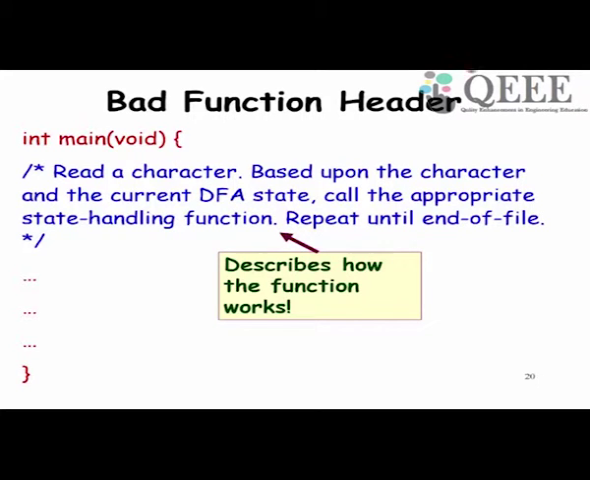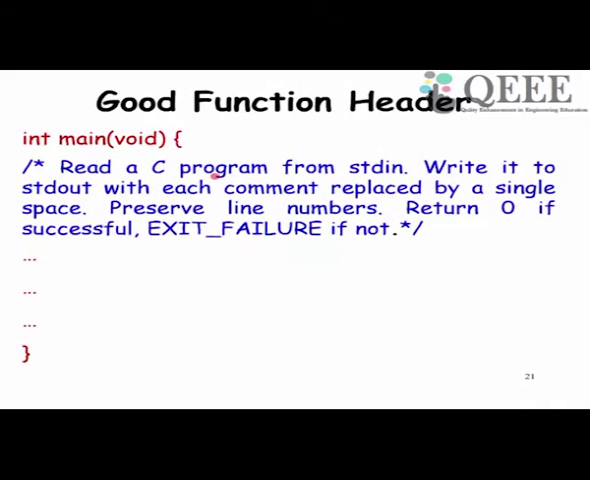Just look at the same thing rewritten. It says the function reads a program from standard in, writes it to standard out with each comment replaced by a single space, preserves the line numbers, and it returns 0 if successful, and it exits with failure if not. So this just says what the function does, rather than how it achieves it, such as DFA state or how it does a transition on the state. Nothing of that is there here. So a good function header should describe what the function does rather than how it does that.